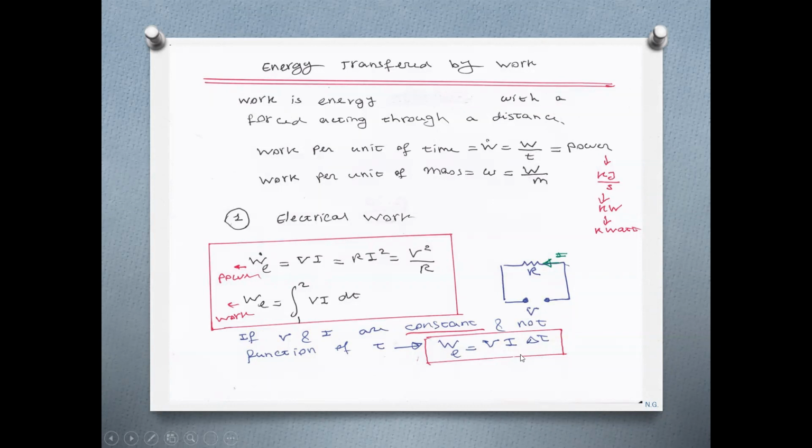If V is a function of time, voltage, and I is a function of time, then you have to divide this time interval into differentials. So the time interval from T1 to T2, you have to divide into dt, dt, dt, and over each dt calculate the differential work, which is VI dt, and then take the integral going from 1 to 2, and that is the total work. All right. Is there any question so far?